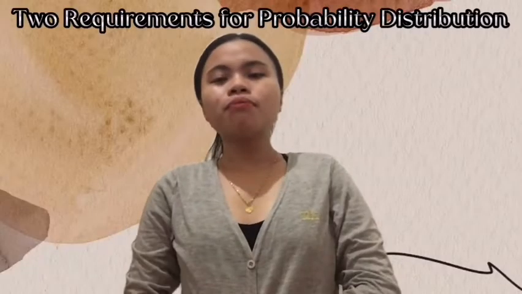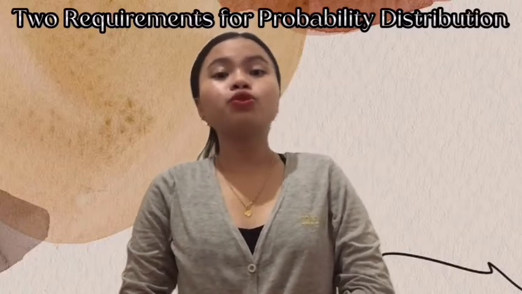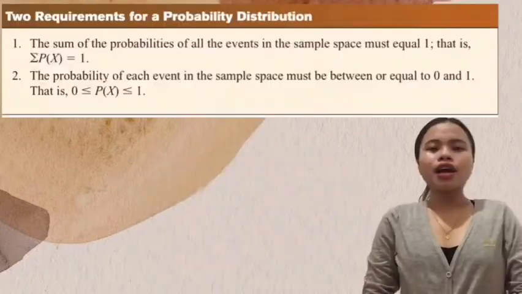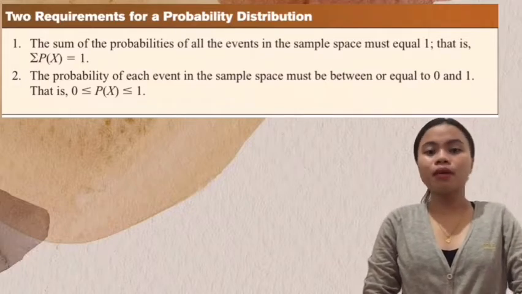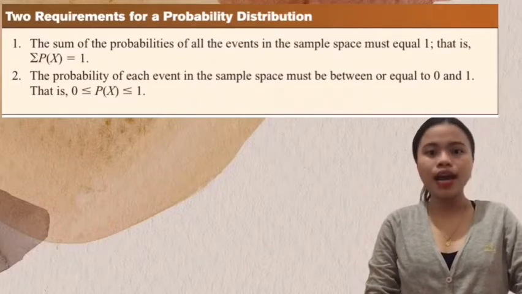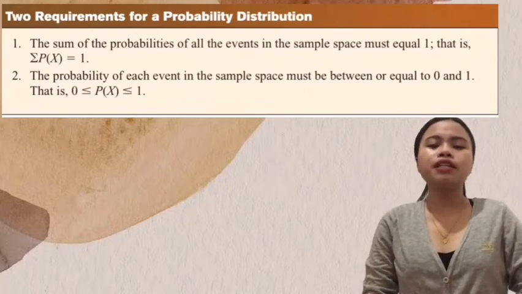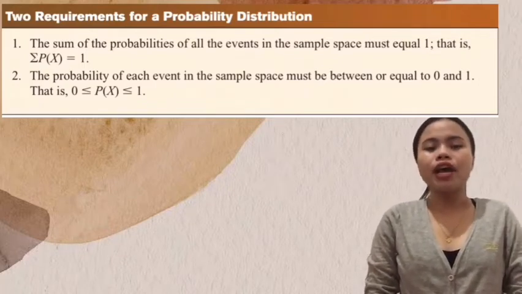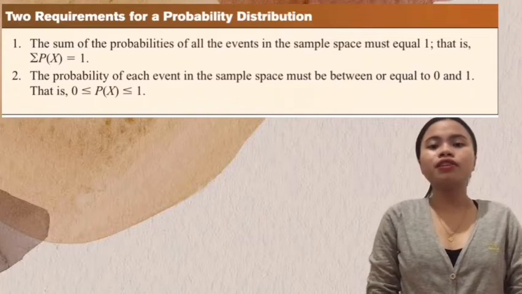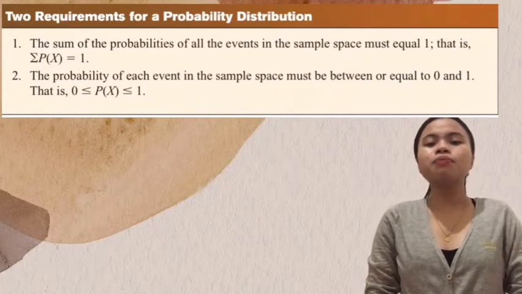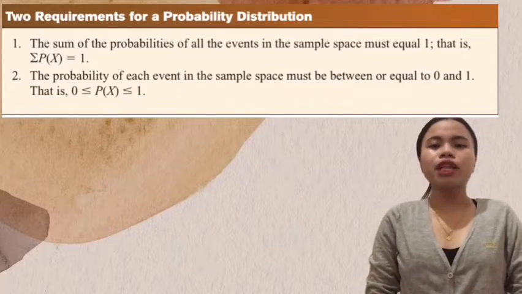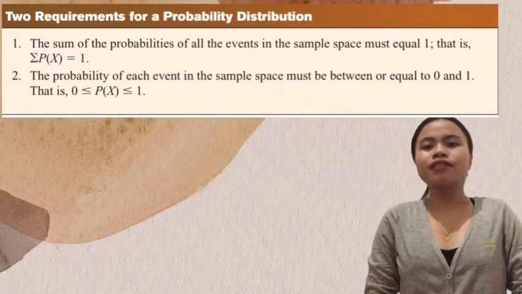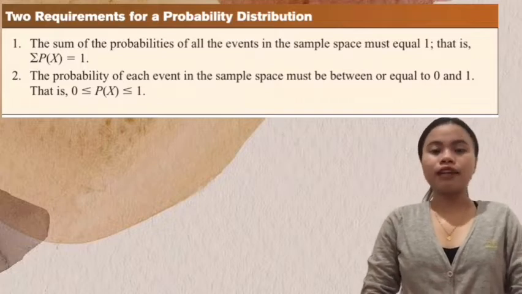There are 2 requirements for a probability distribution you must remember. Number 1, the sum of the probabilities of all the events in the sample space must equal 1. That is, the summation of the probability of x is equal to 1. And number 2, the probability of each event in the sample space must be between or equal to 0 and 1. That is, 0 is less than or equal to p of x, which is less than or equal to 1.